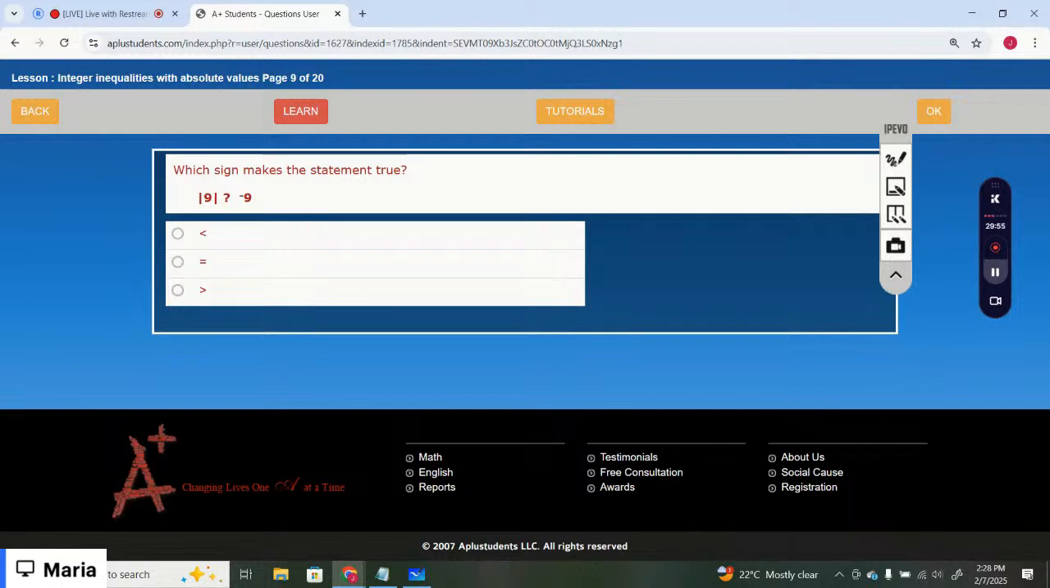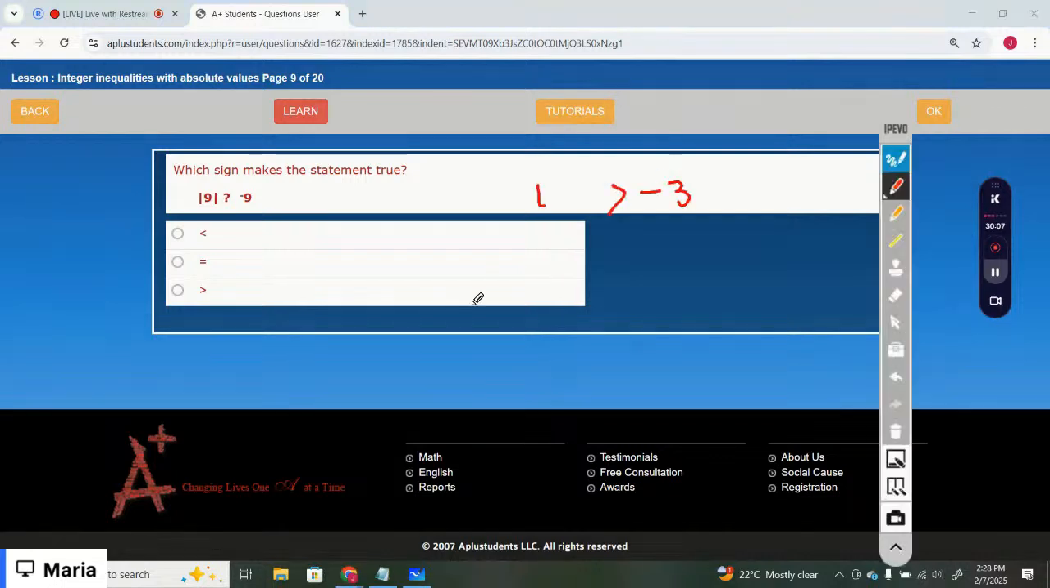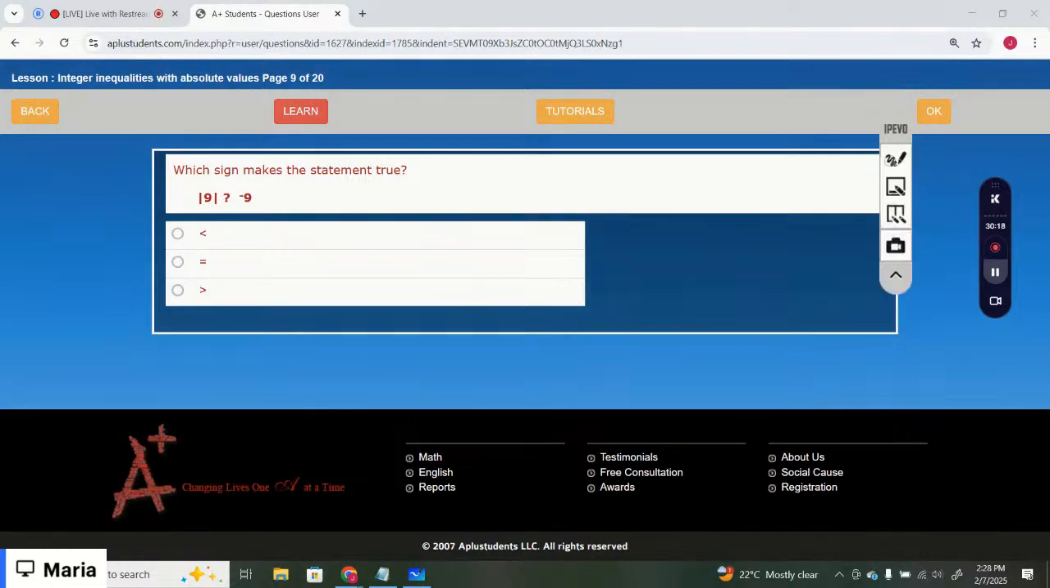Which sign makes the statement true? Absolute value of 9. You have to compare it to negative 9. Absolute value of 9 is 9. So positive numbers are always greater than negative numbers. So 9 is greater than negative 9. The correct option is greater.